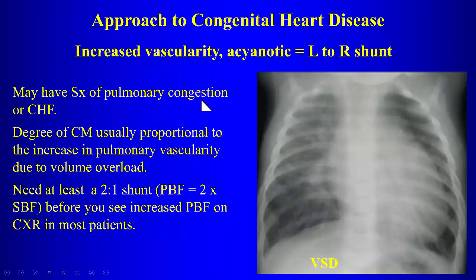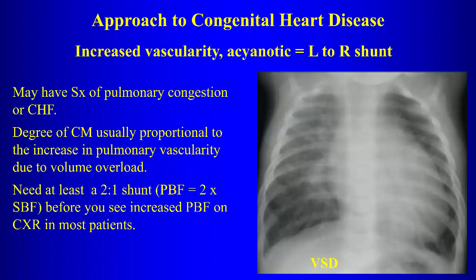Okay? Now, you might have symptoms of congestion or CHF if there's a very large left to right shunt. The degree of cardiomegaly is usually proportional to the increase in pulmonary vascularity due to volume overload, so the heart can get bigger if your shunt is larger. This is important as far as the plain film goes.